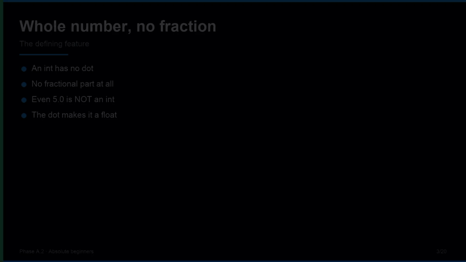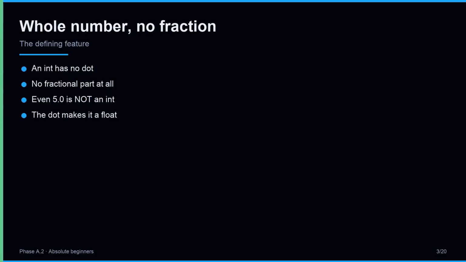Integer means whole. The defining feature of an int is the absence of a fractional part. An int is whole, all the way through. The moment you write a decimal point, even if the fraction is 0, Python treats the number as a float, not an int. 5 is an int. 5.0 is a float. They represent the same quantity, but they have different types. This will matter a great deal later. For now, hold the simple rule. No dot means int. A dot means float.